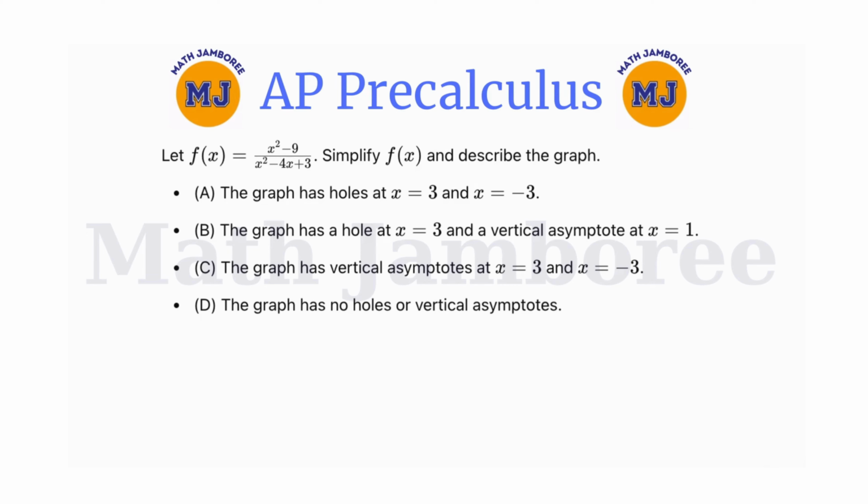A, the graph has holes at x equals 3 and x equals negative 3. B, the graph has a hole at x equals 3 and a vertical asymptote at x equals 1. C, the graph has a vertical asymptote at x equals 3 and x equals negative 3. D, the graph has no holes or vertical asymptotes.